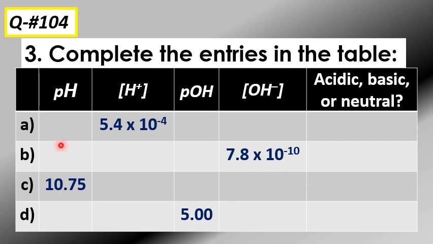So for letter A, what is given is the positive hydrogen ion concentration equal to 5.4 times 10 to the negative 4 moles per liter. In letter B, you're given the negative hydroxide ion concentration 7.8 times 10 to the negative 10 moles per liter. In letter C, you are given the pH value 10.75, and in letter D, you are given the pOH value equal to 5.00.